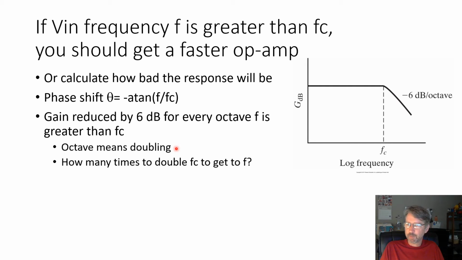And so every time you double the frequency, the gain drops by 6 decibels. So you lose 6 decibels. So if we're trying to calculate the gain at a frequency above FC, we have to use this 6 decibels per octave. And we need to know how many octaves we're at.